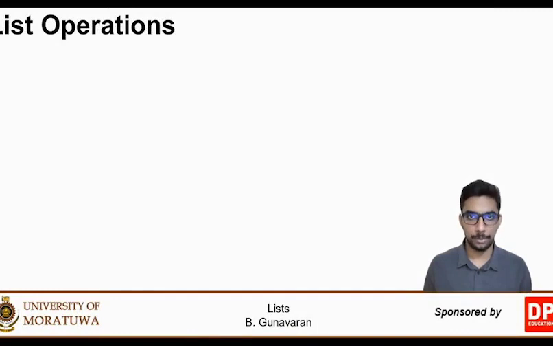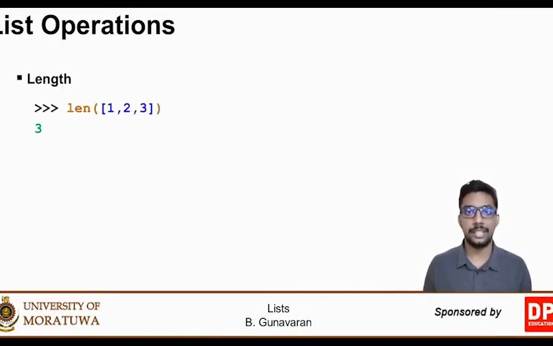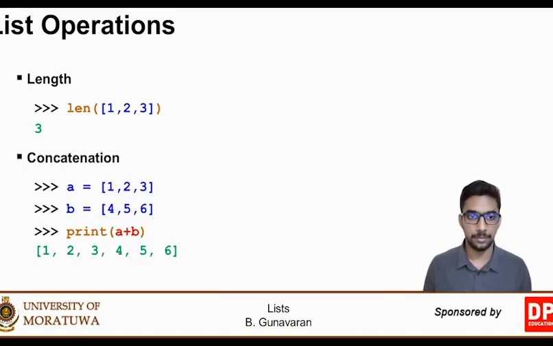Now, let us look at some more list operations. The first one is to find the length or size of a list. The function we use here is len, which stands for length. The length of this list is 3, as the list contains 3 values. The next operation is concatenation. Suppose we have 2 lists A and B. If we want to combine the contents of the lists A and B, we can achieve it by using the plus operator. A plus B will output a single list with contents from lists A and B. You can see in the output that the values 1, 2, and 3 are from list A, and the values 4, 5, and 6 are from list B.